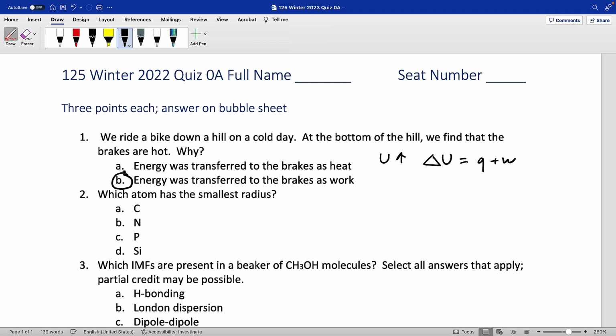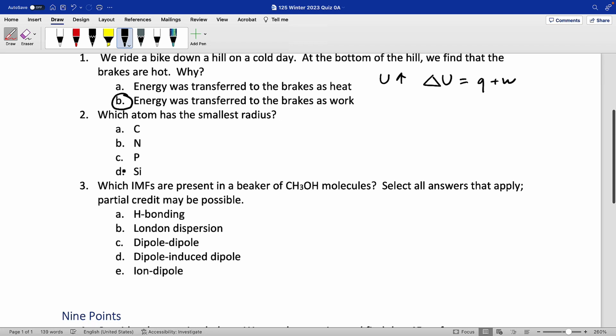And if we think about how brakes work, we have the brakes either hitting a disc or hitting the wheels of the bike. In either case, the two surfaces are sliding past each other, so we're going to do frictional work, right? We're exerting a force through a distance. So it was work.